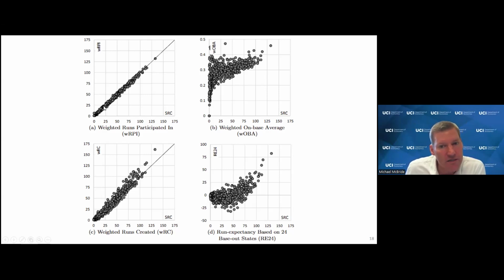This though is season SRC. Over the course of many games, the correlation between SRC and WRPI is super tight. And this is simply half of your runs plus half of your RBI. It's really simple. But the problem is this correlation is only tight for season SRC and season WRPI. In any given game, these two are going to vary a lot.